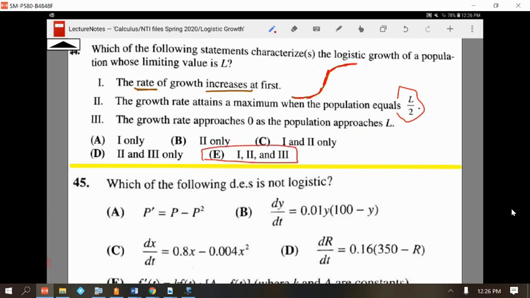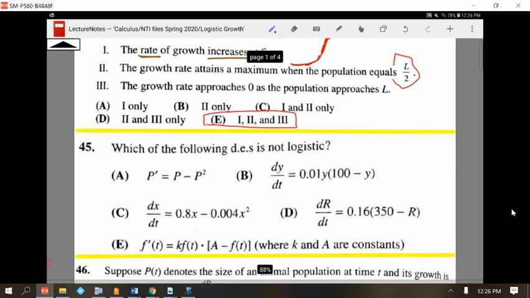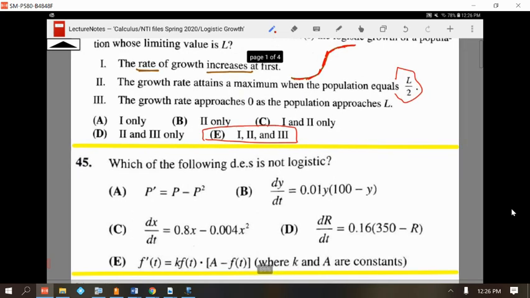Okay. These questions are from the Barron's Guide. I just thought I'd use these to practice more about differential equations and logistic growth, and give you the time to think more about it, even though I'm working them out for you. Which of the following is not logistic?